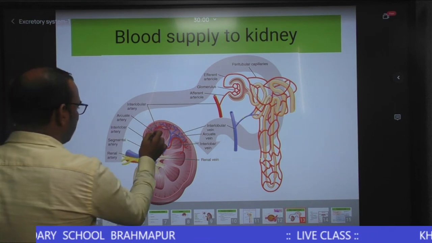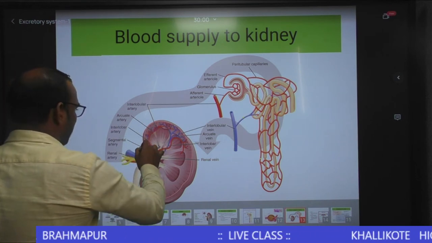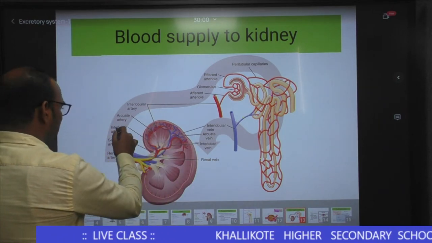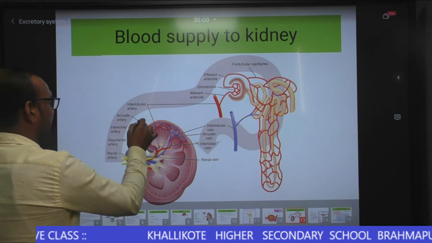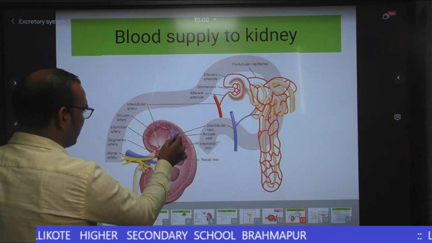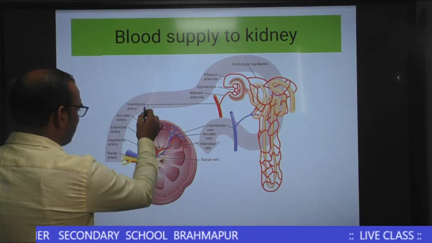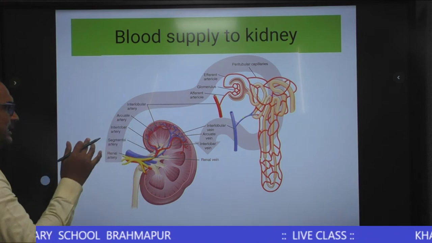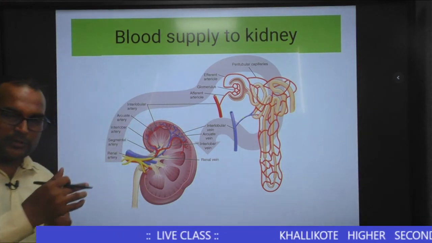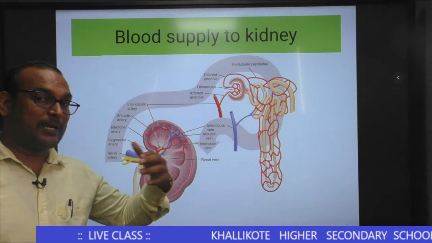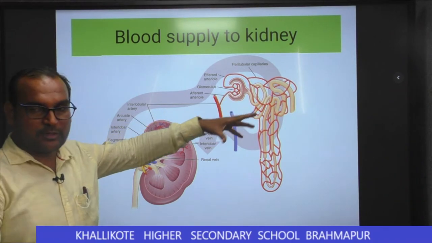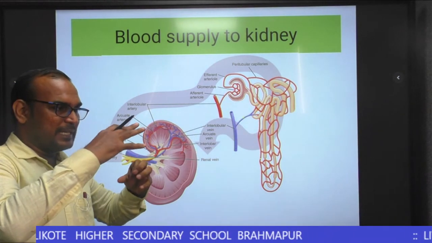Then the interlobular artery becomes the arcuate artery, which covers the whole pyramid. From the arcuate artery, the interlobular artery, shown in red, arises. The interlobular artery then divides into arterioles and capillaries, and that will form part of the glomerulus.